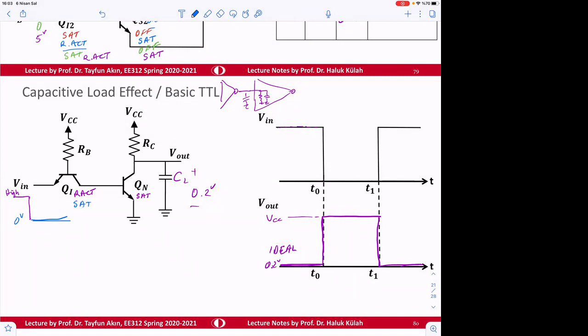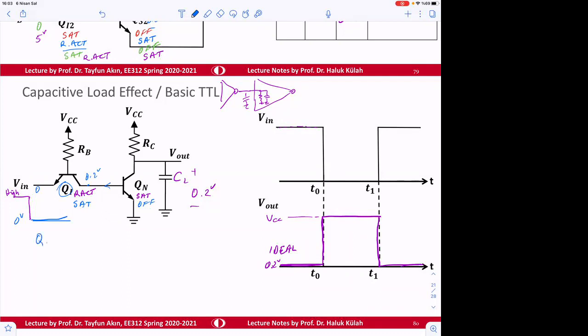Right? It becomes SAT. When this becomes SAT, this is now 0 volt. That's SAT. So this one is 0.2 volt. Therefore, this becomes off. Okay, and then thanks to this QI, the base charges are removed very fast. So it turns off very fast. QN turns off very fast.